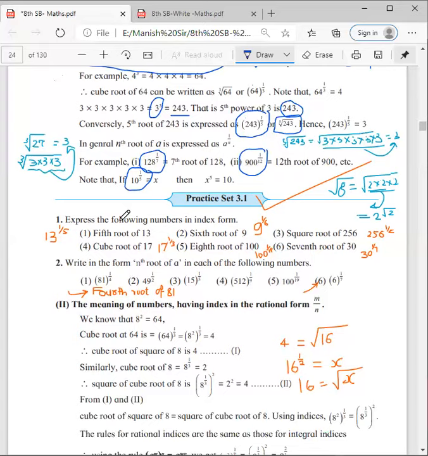In the first question, what have they written? Express the following number in index form. The 5th root of 13. So how will we write it? 13 raised to 1 upon 5. Understood? I have written each and everything. On your screen, you can see the answer also.